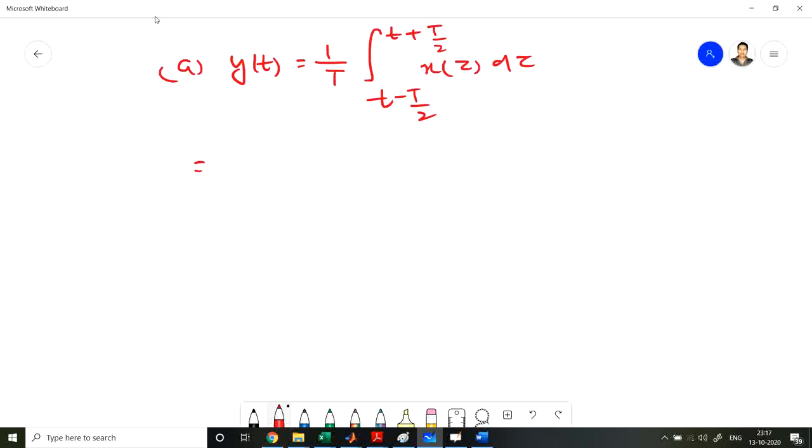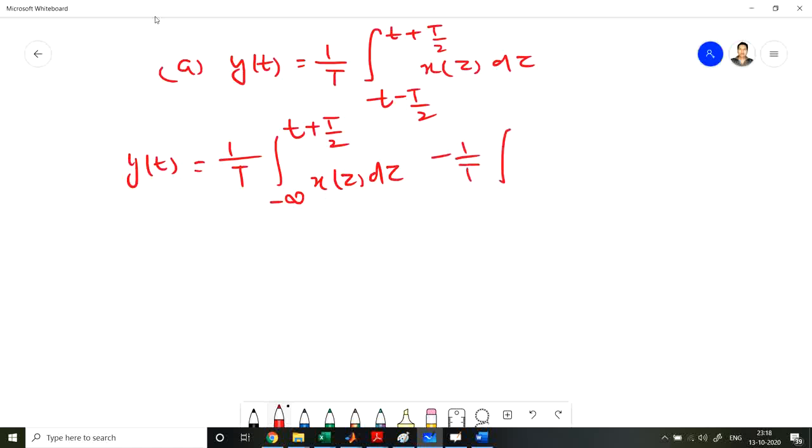Now we can separate this integral into two parts by using some mathematical manipulation. So I am writing y(t) as 1 divided by T, integral from minus infinity to t plus T/2 of x(τ) dτ, minus the integral from minus infinity to t minus T/2 of x(τ) dτ. Please check this. It is very simple integration manipulation. So I have separated this integral into two parts. This is equation number 1.